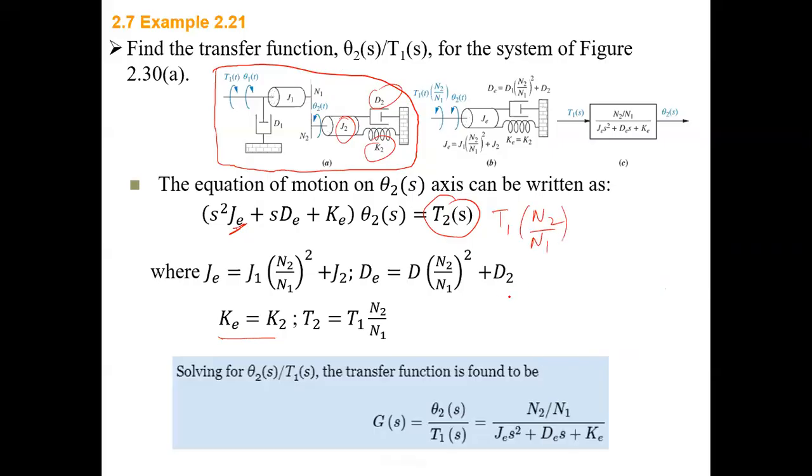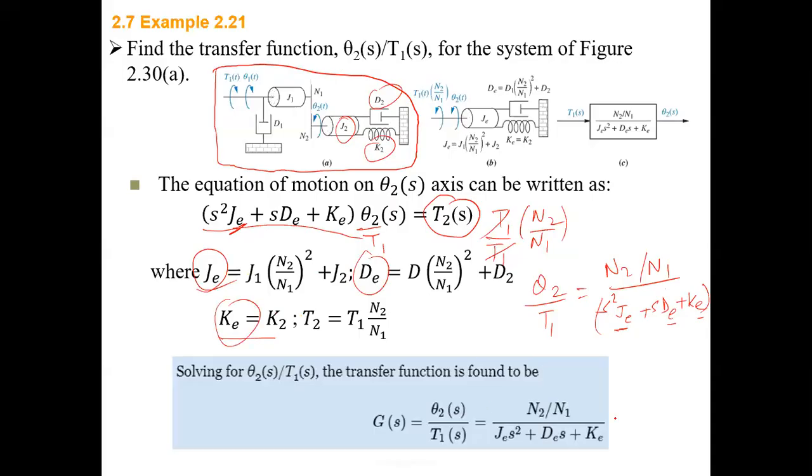Then what is your theta 2 over T1? So you have to divide by T1. T1 cancels out. Then theta 2 over T1 equals N2 over N1, divided by this whole thing: S squared JE plus S DE plus KE. Now you just plug in the values of JE, DE, and KE. Then that's the answer. Guys, question here?